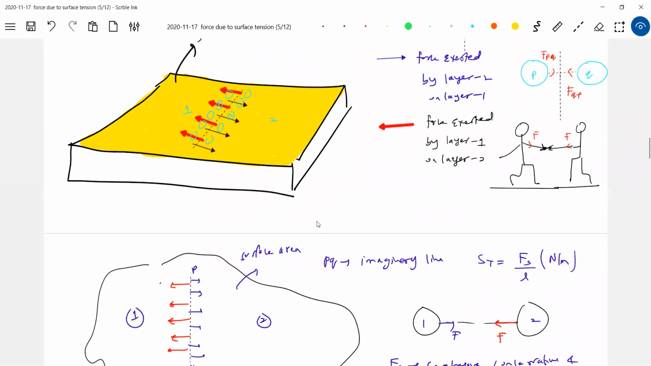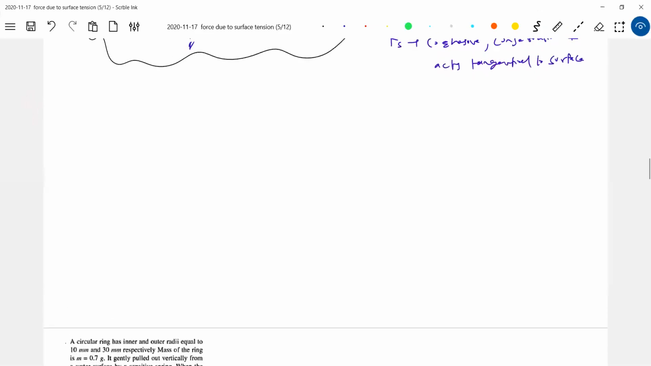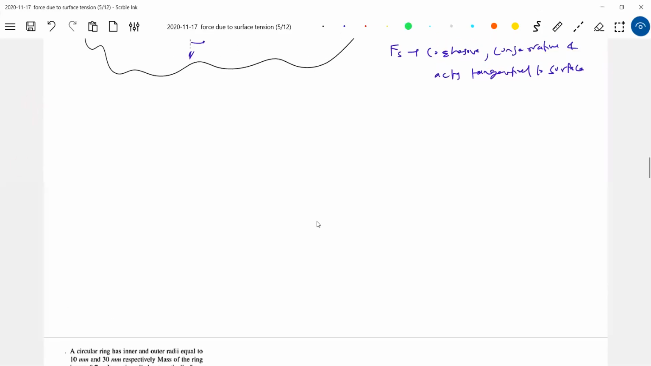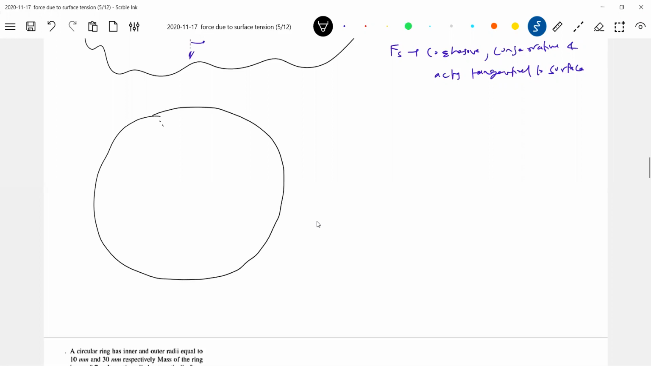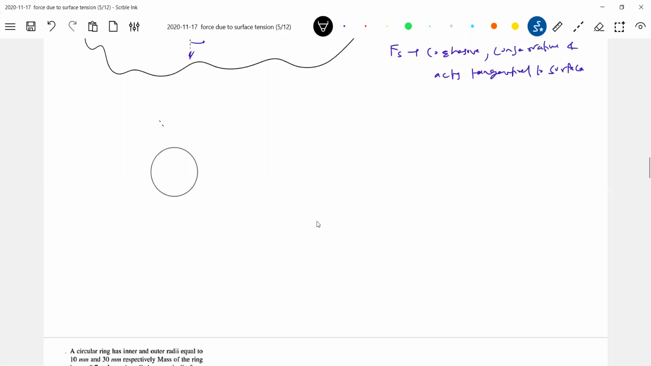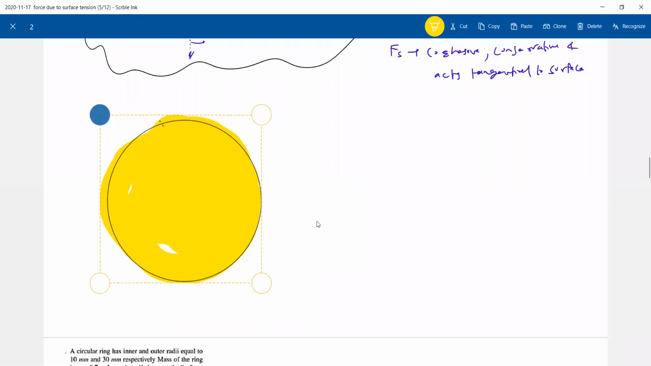Now the film is flat. If the film is curved, where do we see a curved film? Let me bring a liquid drop. For a liquid drop, how will the film be? Let me draw a small drop. I'm preparing for numericals so that in numericals we need not struggle in searching how the force will be acting here.